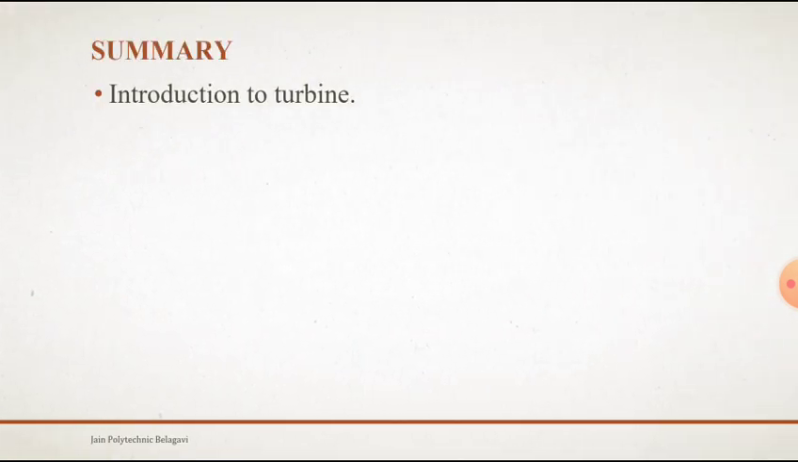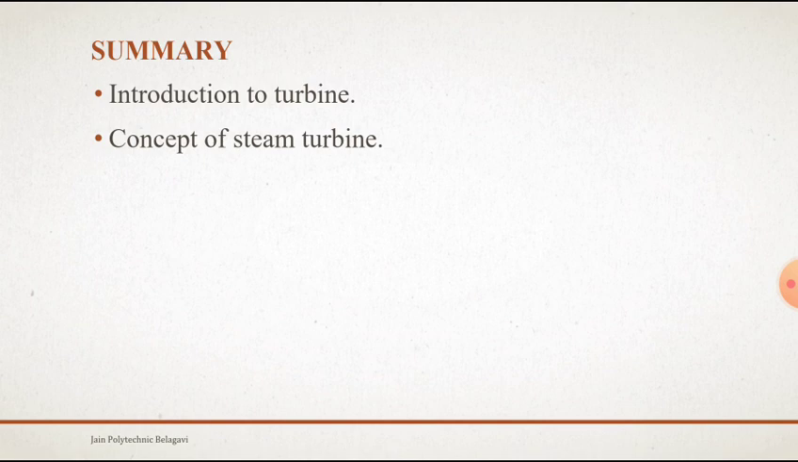So in this particular video we have covered the introduction part. What do you mean by a steam turbine? A turbine is basically a prime mover, which is connected to some other device so that electricity is generated. In this case, steam is used to rotate the turbine, and hence simultaneously it rotates the motor to produce electricity.